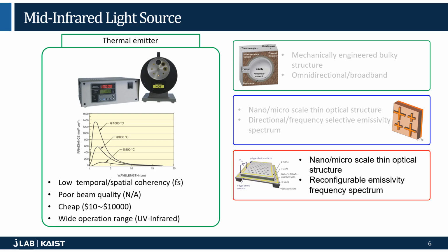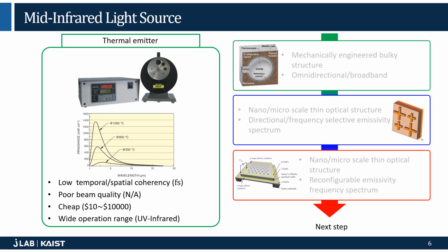As a further step, if we include some kind of active material in the structure, then we can change the emissivity spectrum by applying voltage, temperature, and so on. Then my question is, what is the next step? Until now, people showed that the emissivity frequency spectrum could be modulated by applying an external voltage or external signal. But nobody has shown whether it is possible to steer directional thermal emission. So I think this is my next challenge for this area.